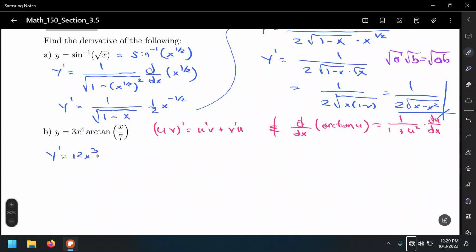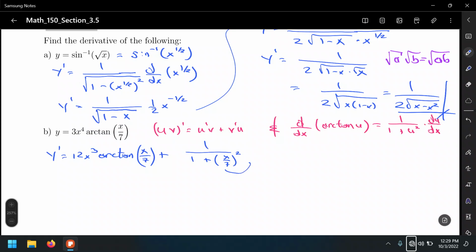12x cubed times arctangent of x over 7, plus the derivative of arctangent. Well, be careful with this one. That's number 1: 1 over 1 plus u. But what's u in this case? x over 7, so that's 1 plus the quantity x over 7, squared. But in this case, a mini chain rule suggests that we need to differentiate this x over 7.